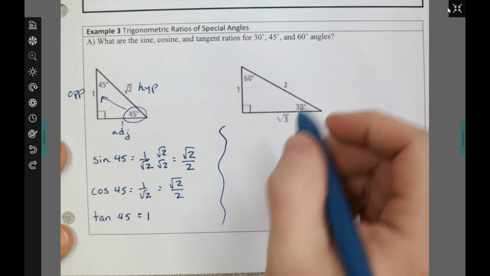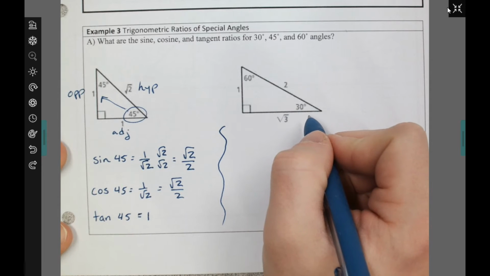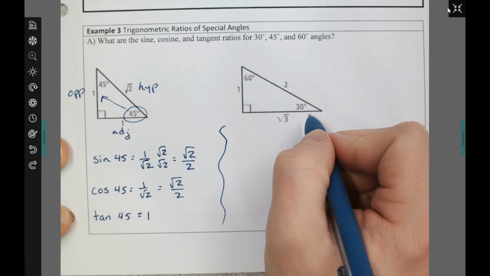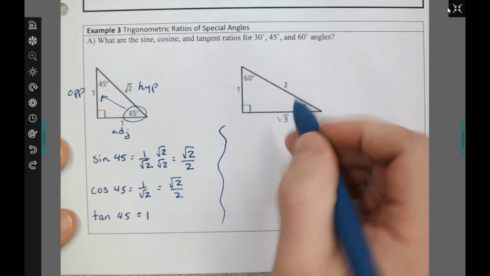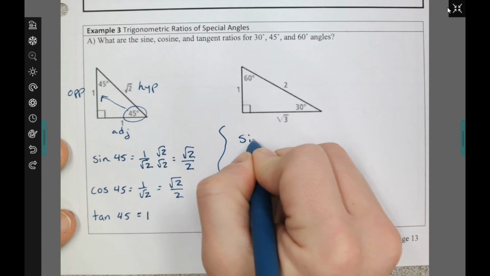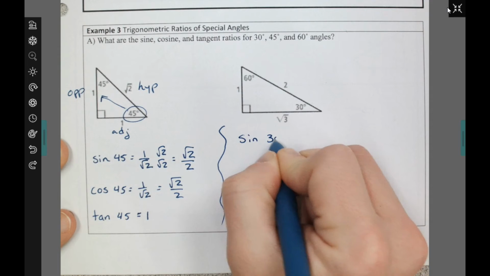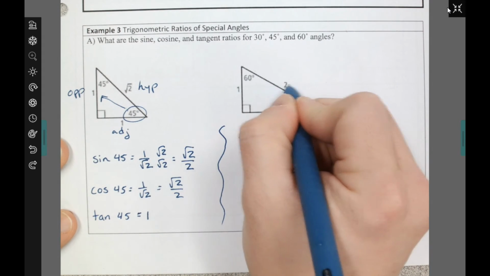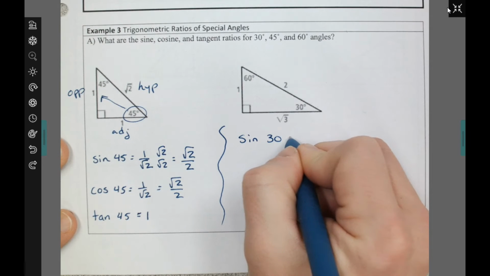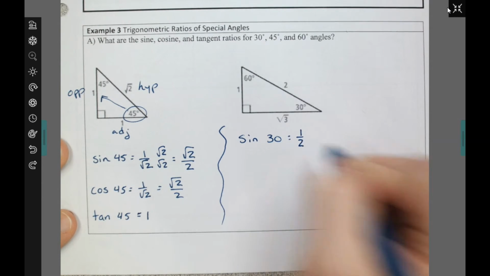For 30, 60, you can do the same thing. What do they want? They want the sine, cosine, tangent for all of them. Okay, so let's go for the 30. Sine 30. If I'm with my 30, my opposite is 1, my hypotenuse is 2, so the sine of 30 would be 1/2.